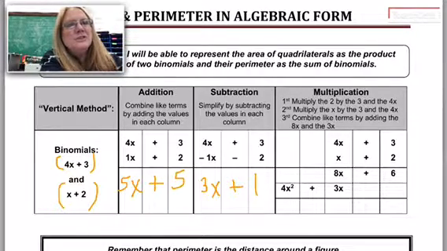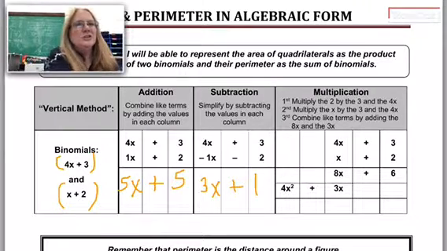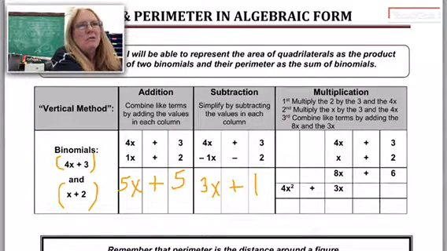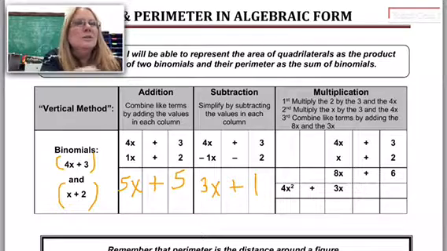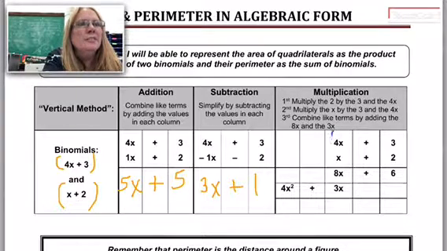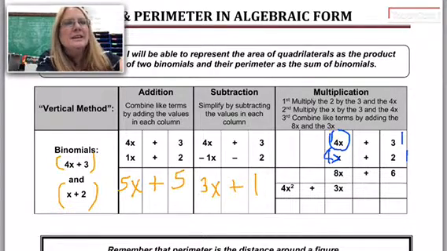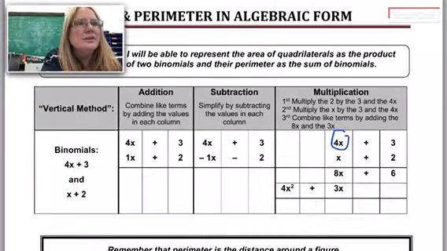Now the multiplication is a little different, and here they show us a different way than we typically do it, so I will show you this way. What they've done is they have written the binomials here, 4x plus 3 and x plus 2, and they start with the 4x and multiply it by the first term here, which was x, and that's where they get 4x squared. Then they take the 4x and multiply it by the 2, and that's where they get 8x.